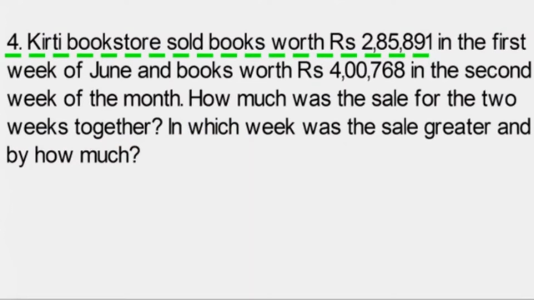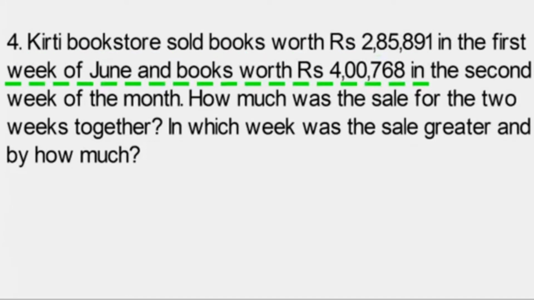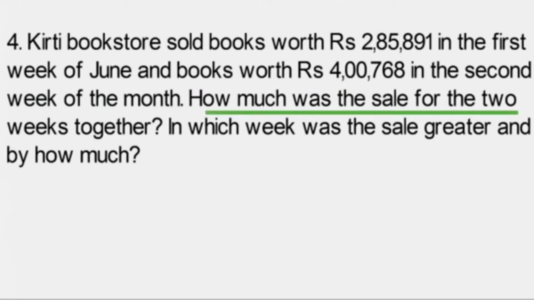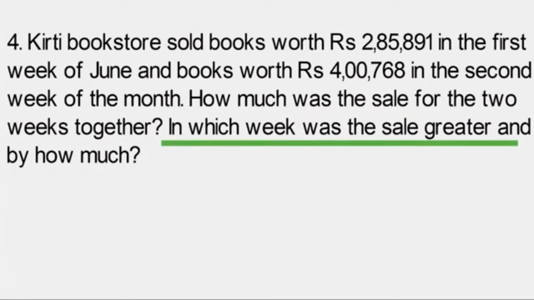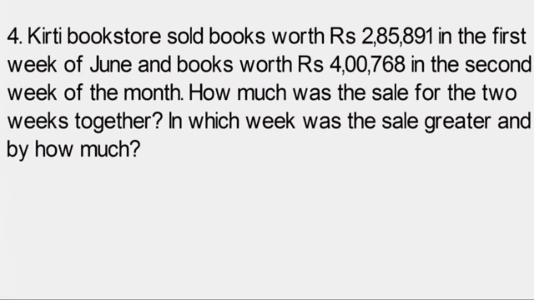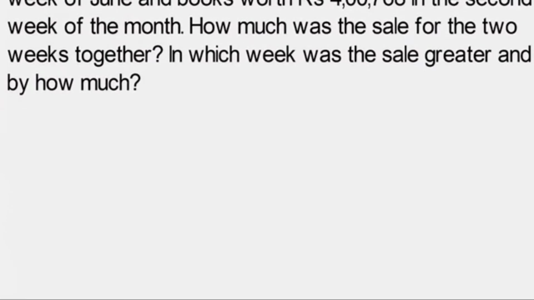First line is Kirti Bookstore. The name of the bookstore is Kirti Bookstore. Sold books. Kirti Bookstore ने कितना बुक सेल किया? In the first week of June, जून के फर्स्ट वीक में 2,85,891 and in the second week कितना सेल किया, 4,768. So now दोनों मिला के together, how much was this sale for 2 weeks together, एक साथ कितना सेल हुआ. So we will have to add it, then only we will get the total sale in the 2 weeks together.